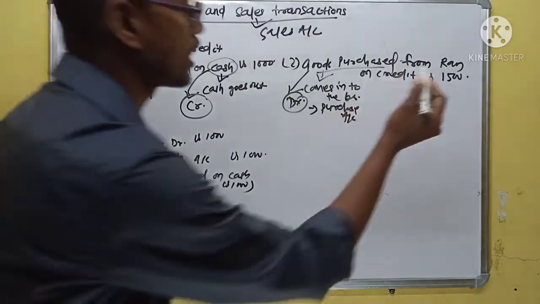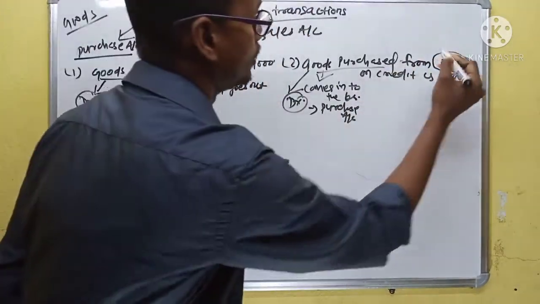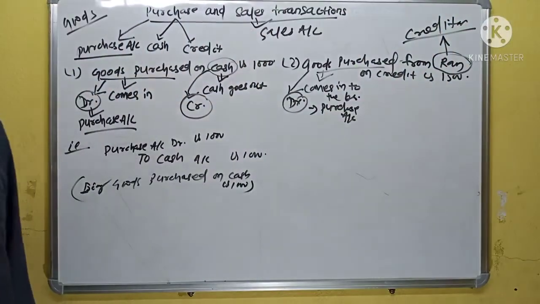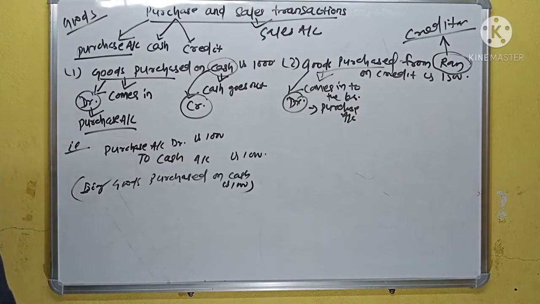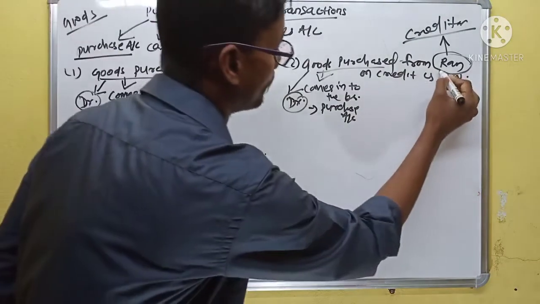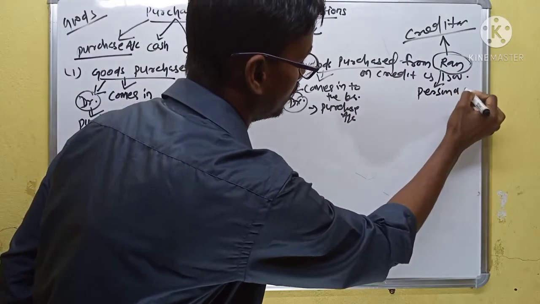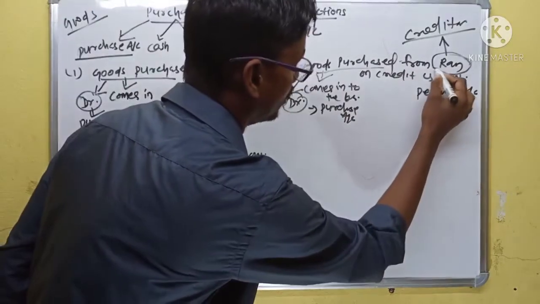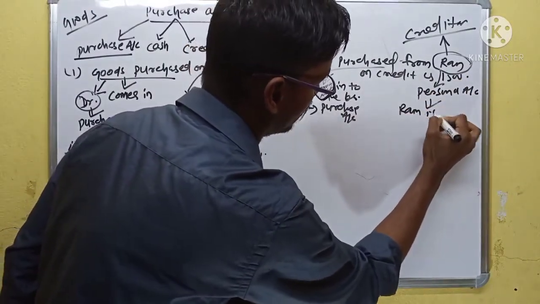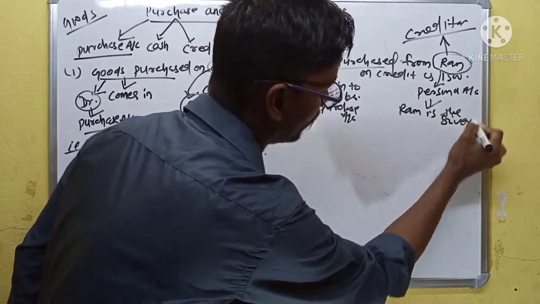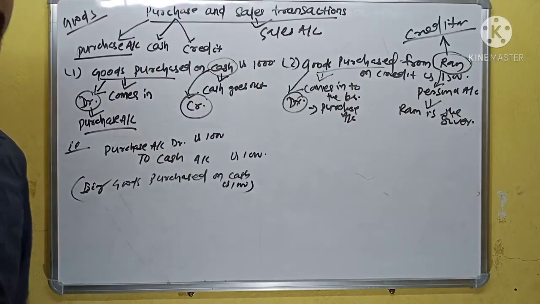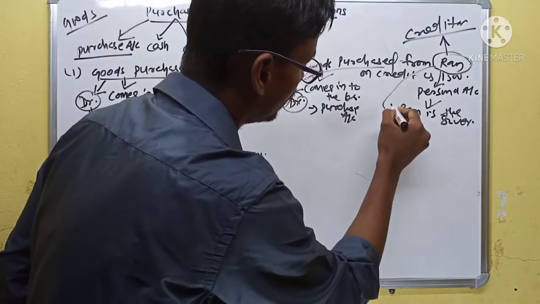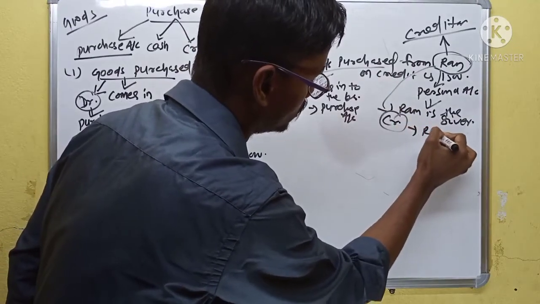And another account involved is Ram, also known as a creditor, also known as the supplier. Ram is a personal account. Here Ram is the giver. According to the principle of a personal account, debit the receiver and credit the giver. So we credit the Ram account.